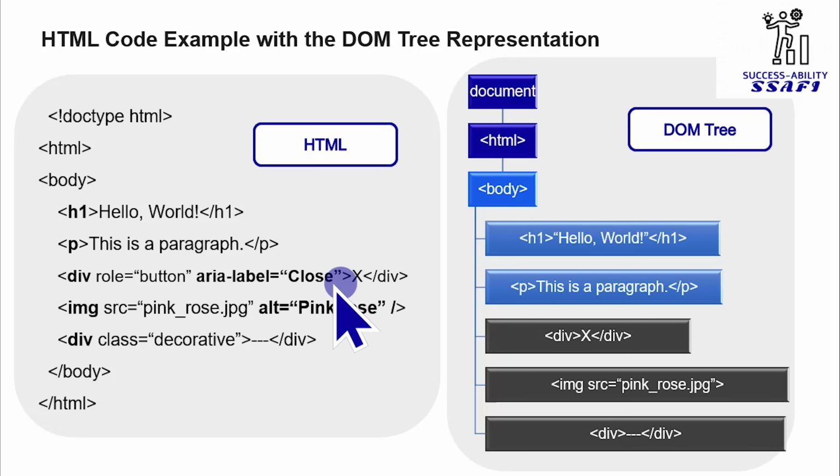Then that is followed by our image tag, which has a source attribute with the value of pink_roses_image JPEG image and with the alternative text of pink rose. And as we said, these image tags are self-closing, so they don't have an end tag. They just close by having a slash and then the closing angle bracket.